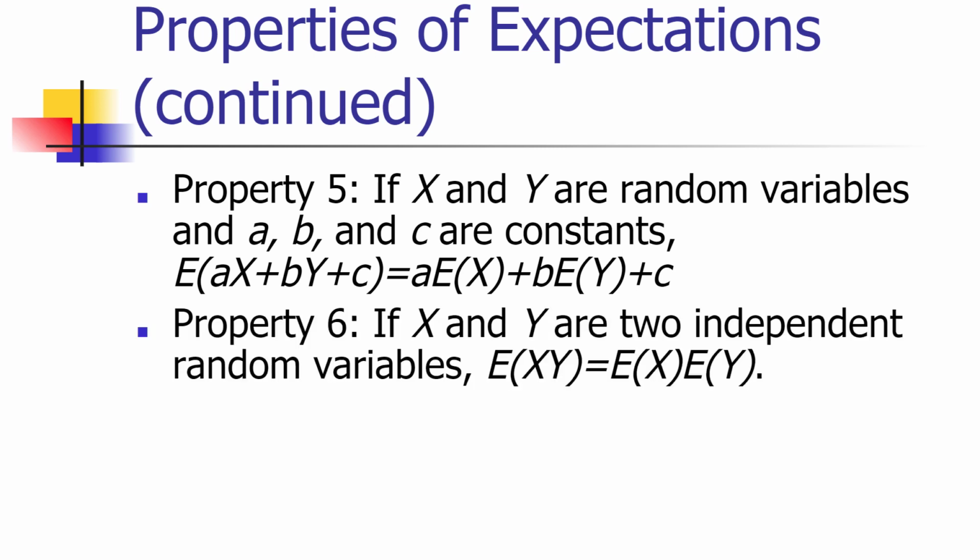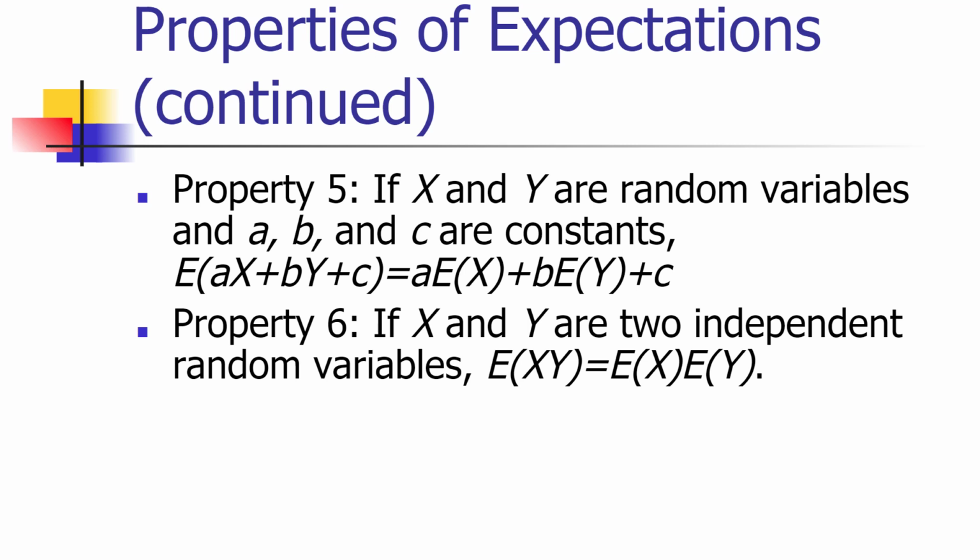One last property of expectations. If X and Y are 2 independent random variables, the expected value of the product of X and Y is equal to the product of their expectations. This may not be quite as intuitive, but a proof of that is contained in the textbook.